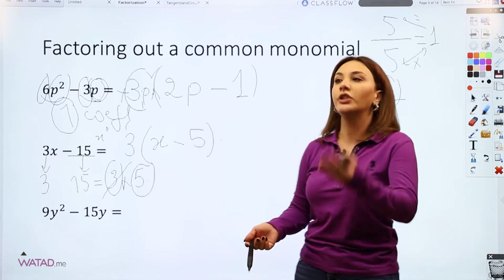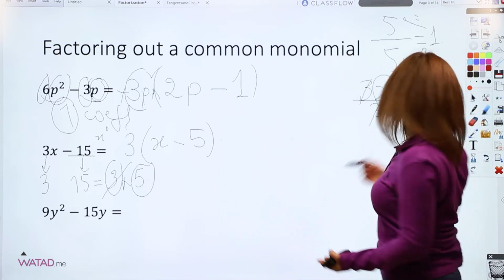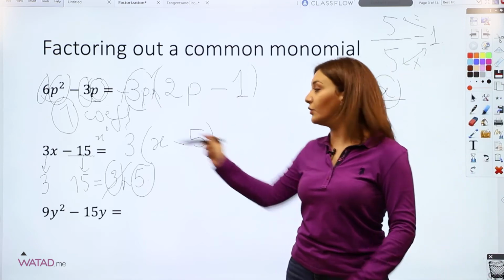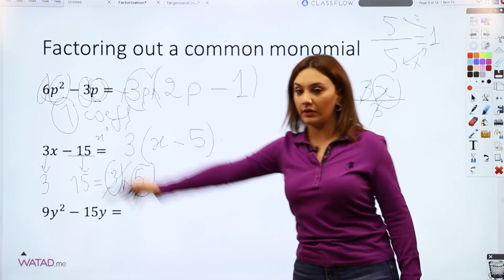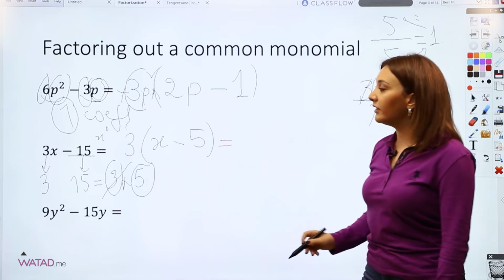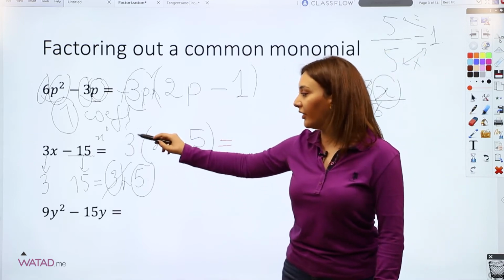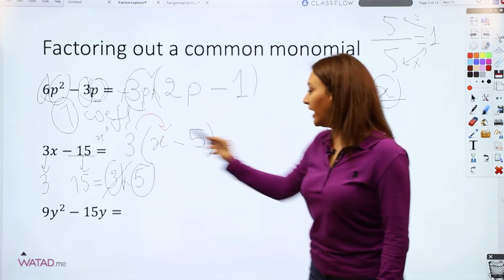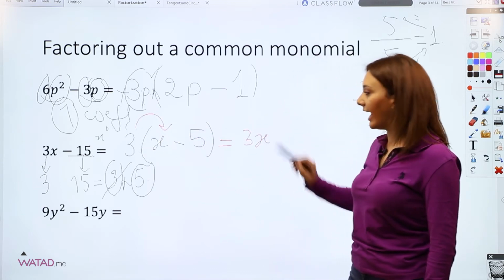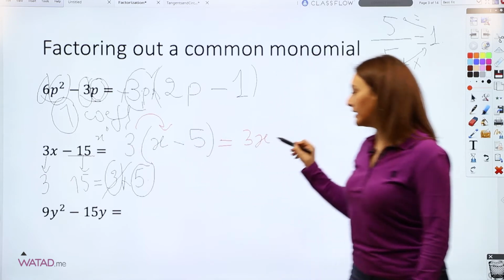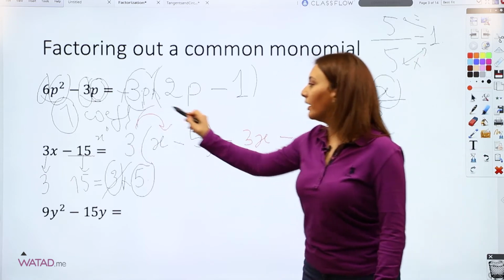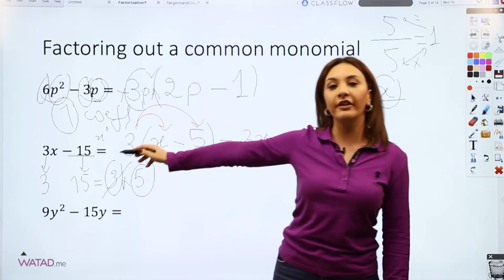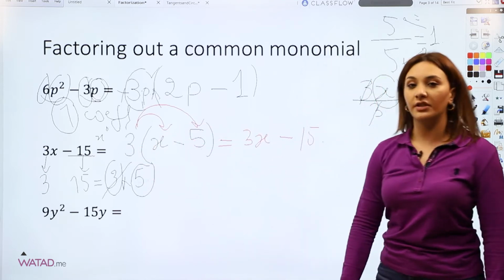How can I be sure of my factorization? You can apply the distributive law and make sure that you get the same result. The distributive law tells me I should multiply the common factor by every term inside. So this is 3 times x, 3x, plus times minus is minus, 3 multiplied by 5 is 15. So yes, I have the same result, so my factorization is totally correct.